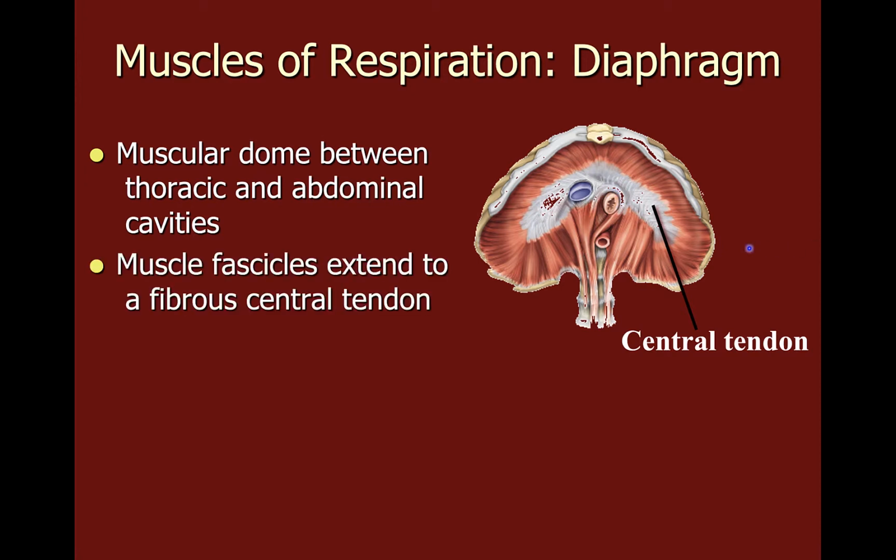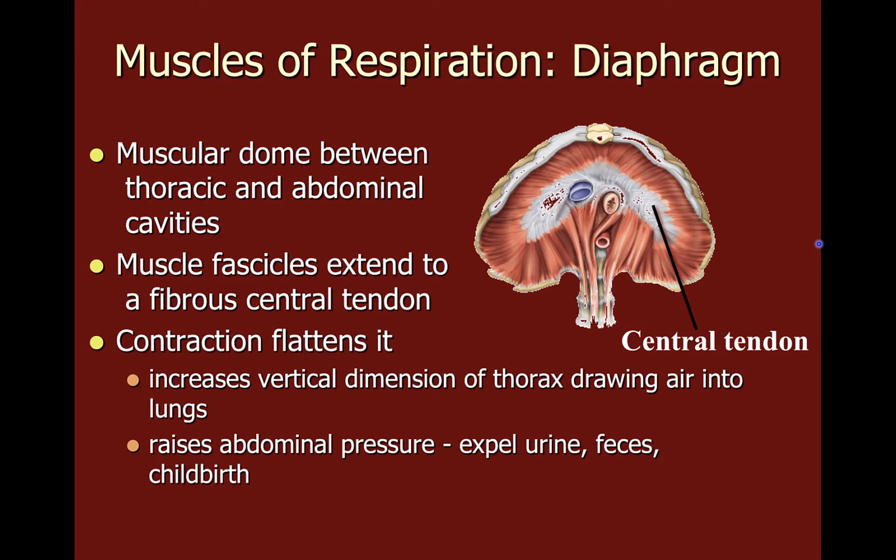The muscle fascicles are going to extend to this central canal. So our origin is lateral all the way around here, and the insertion is the central tendon. So when we contract, this dome flattens out, and what that's going to do is increase the volume of the thorax. When you increase the volume, you're decreasing the pressure, and that's going to draw air into your lungs. When you relax that muscle, it returns to its normal position, which is a dome, and it's going to decrease that volume of the thorax, and that's going to increase pressure and force air out.